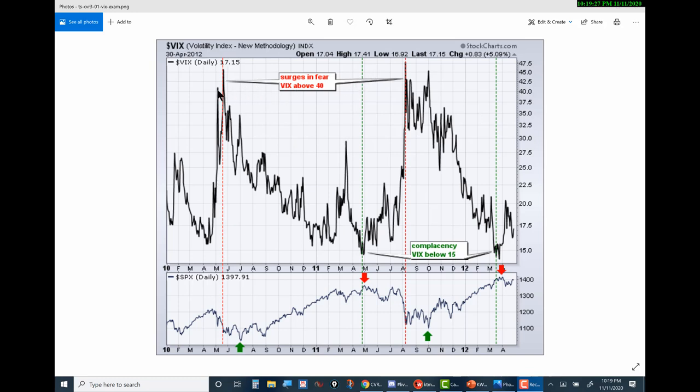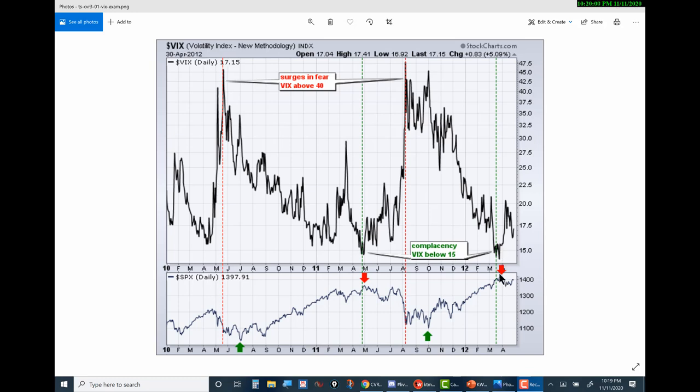When the VIX surges above 40, fear is out of this world. And that tells us that, A, the market's probably been crashing, and that's now a good time to start building positions, okay? Conversely, when the VIX is below 15, that's when we have a high level of complacency, probably time to start taking some of your profits off the table, right? Again, when the VIX is high, it's time to start buying. When the VIX is low, it's time to start selling.